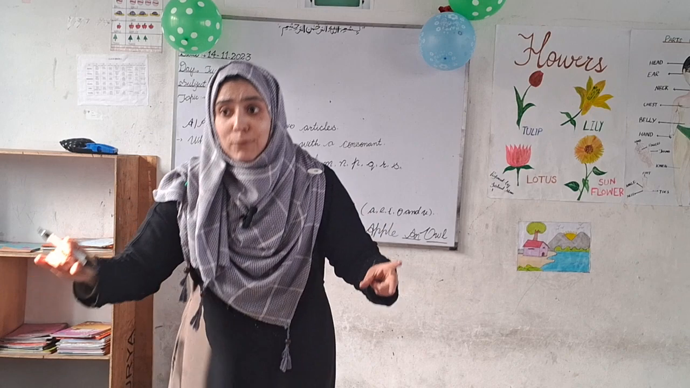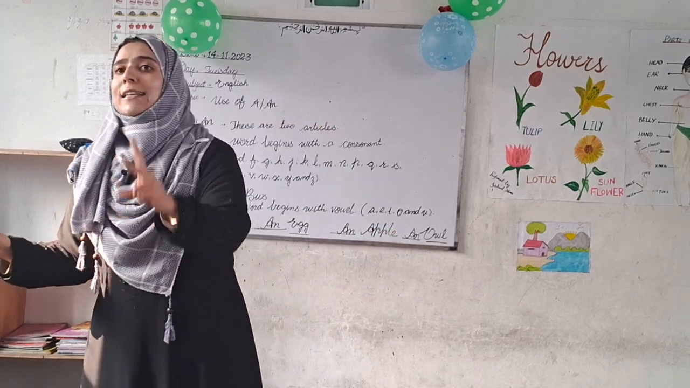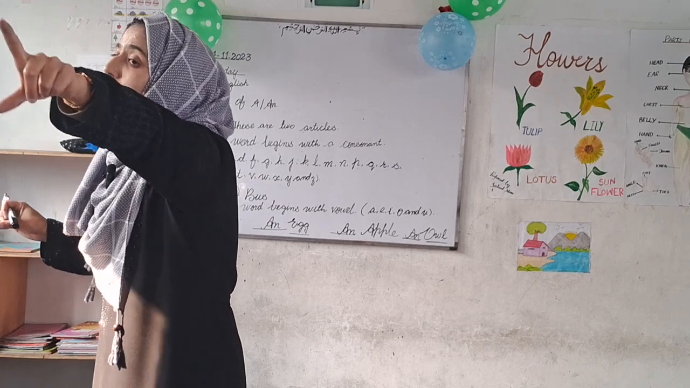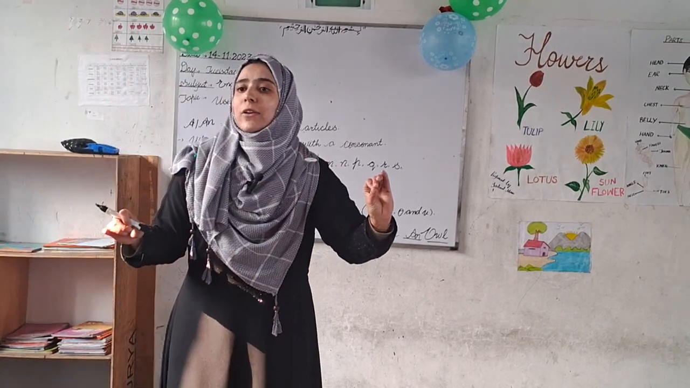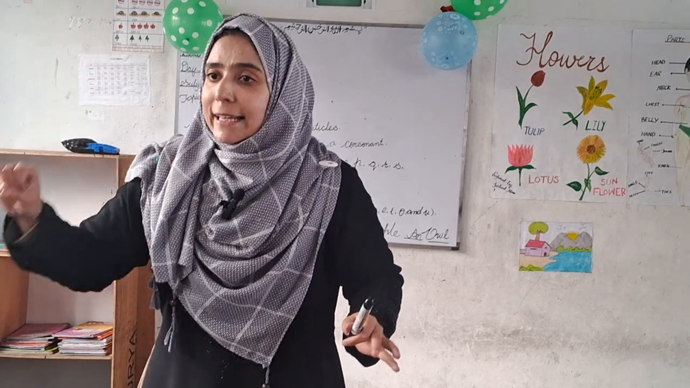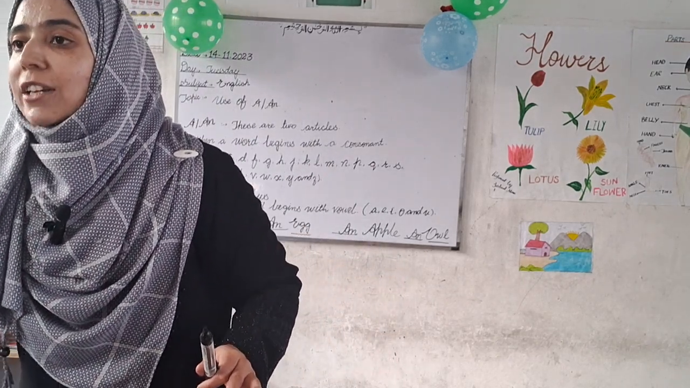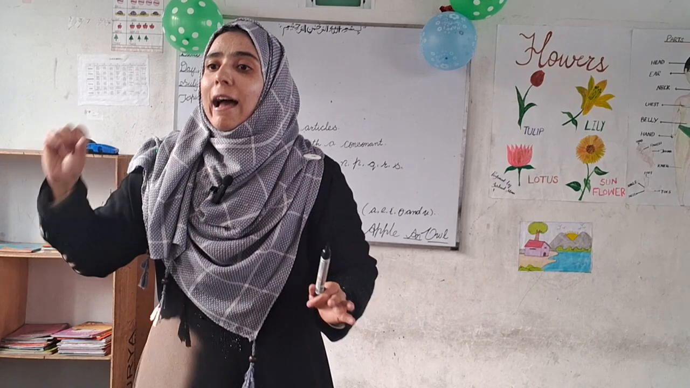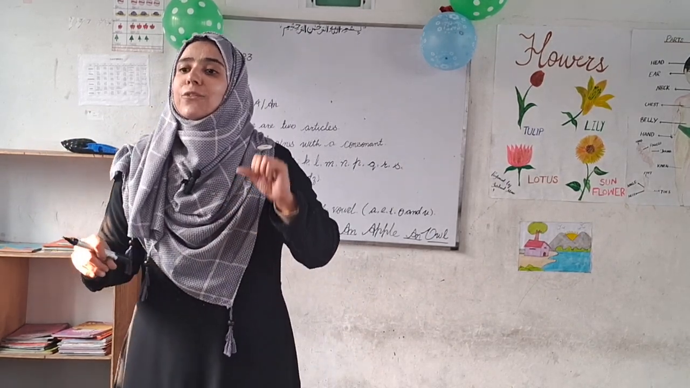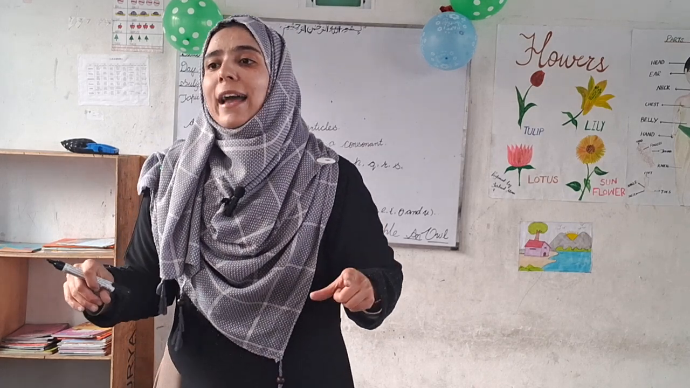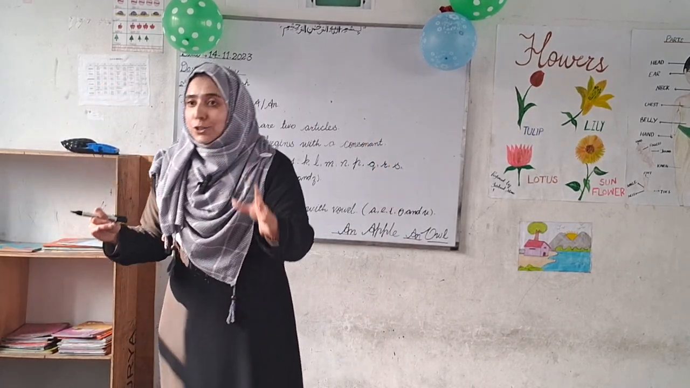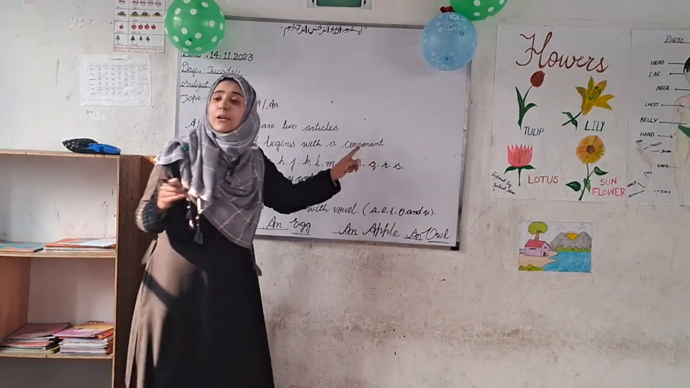And in the vowel group, there are 5 vowels: A, E, I, O, and U. And in the consonant group, there are 21 consonants: B, C, D, F, G, H, J, K, L, M, N, P, Q, R, S, T, V, W, X, Y, and Z.